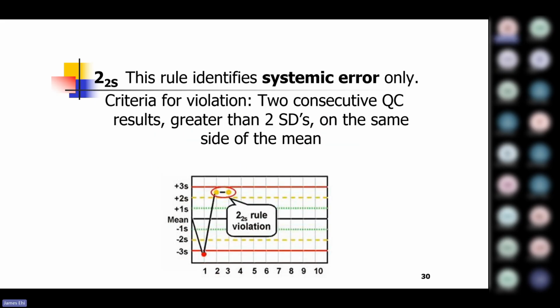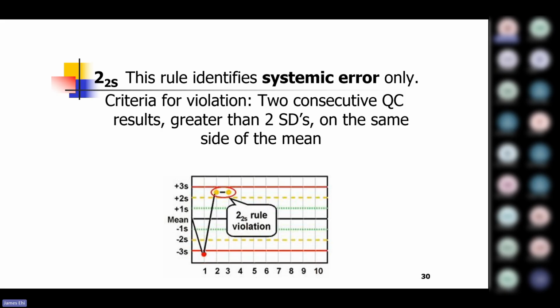Third, we have what we call the 2-2S. This rule identifies systematic error only. The criterion for violation is 2 consecutive QC results greater than 2SD on the same side of the mean, just as you see here.